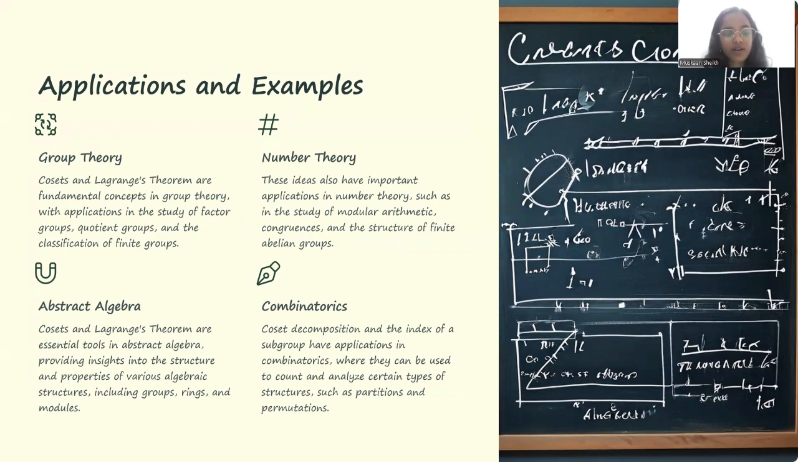Abstract algebra. Cosets and Lagrange's theorem are essential tools in abstract algebra, providing insights into the structure and properties of various algebraic structures, including groups, rings, and modules. Combinatorics. Coset decomposition and the index of subgroups have applications in combinatorics, where they can be used to count and analyze certain types of structures such as partitions and permutations.